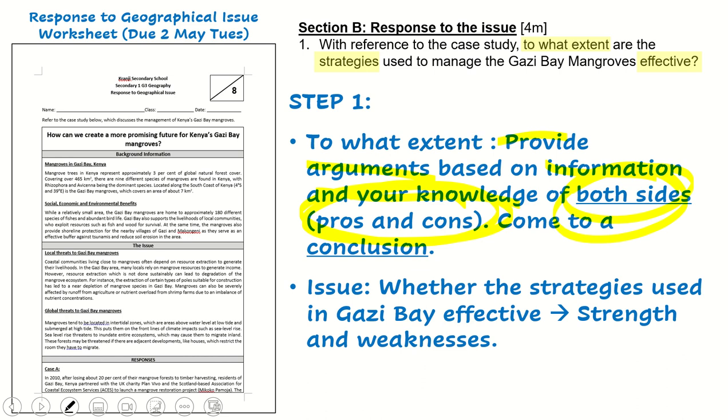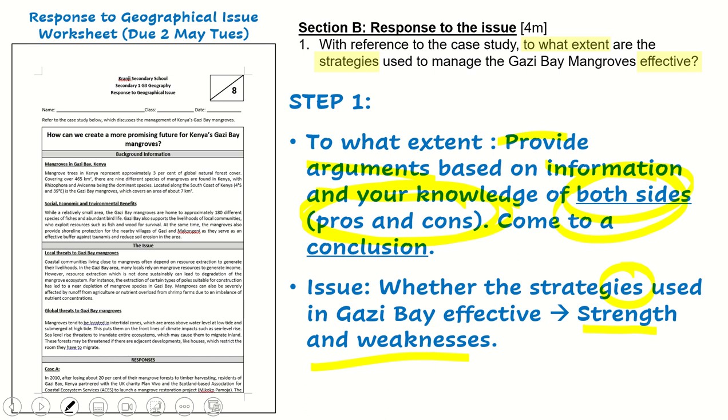What is the issue? The issue here is: are the strategies used in Gazibe effective? Tell me about the strategies. Give me some examples. Talk about their strengths and their weaknesses. You have to talk about both sides, the pro and the con, the yes and the no, the strengths and the weaknesses. Otherwise, your discussion is very lopsided.